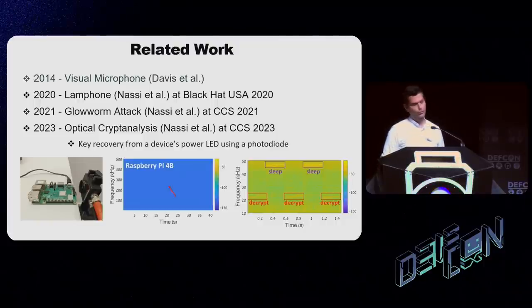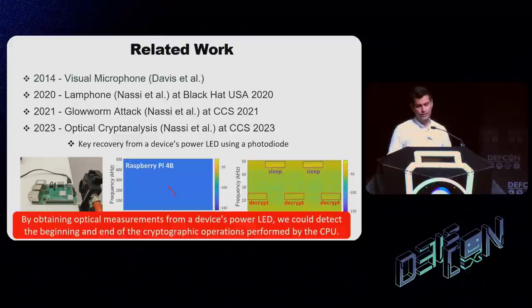Interestingly, we conducted an additional experiment where we took GNU-PG, ran it on the Raspberry Pi, and obtained optical measurements from the power LED using the photodiode. As you can see in the spectrogram that appears on the right side, we can distinguish between the decrypt operations and the sleep operations of the device, which we consider as idle. And moreover, we can detect the beginning and the end of the cryptographic operations performed by the CPU. Okay? This is very bad for information confidentiality.